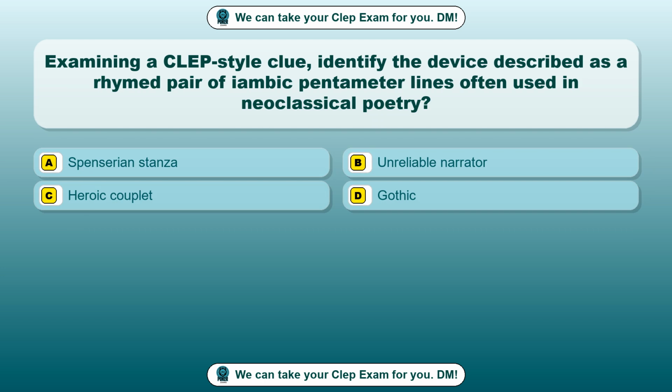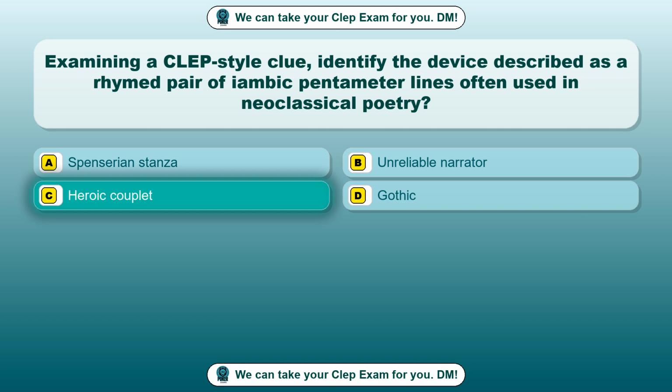Question 77. Examining a CLEP-style clue. Identify the device described as a rhymed pair of iambic pentameter lines often used in neoclassical poetry. Option A. Spenserian stanza. Option B. Unreliable narrator. Option C. Heroic couplet. Option D. Gothic. The correct answer is option C.